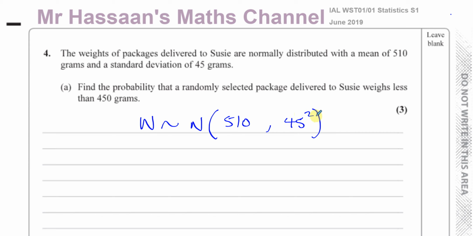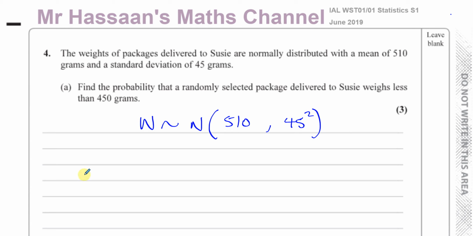So this is how you write it. This is the variance, sorry, not variation, which is the square of the standard deviation. That's the standard way of writing it. It says find the probability that a randomly selected package delivered to Susie weighs less than 450 grams.